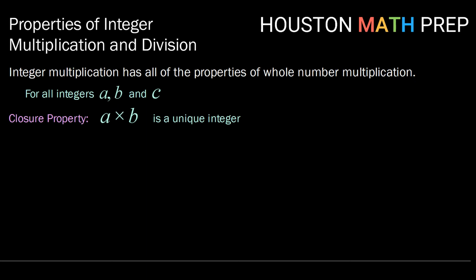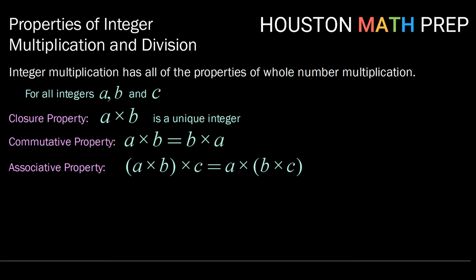For all integers a, b, and c, we have the closure property that says a times b will be a unique integer. Meaning, if we multiply two integers, we get an integer. We also have the commutative property that says a times b is equal to b times a, or we can multiply integers in either direction and still get the same result.